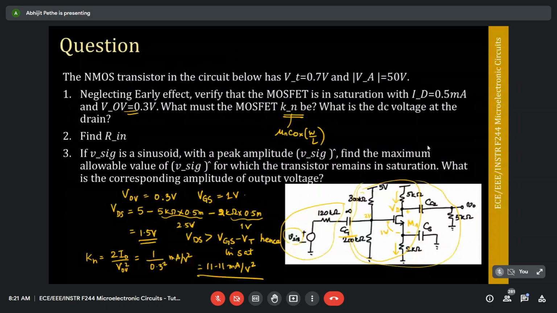So is it 0.3 volts? 0.3 volts. Yes, sir. That is the maximum signal amplitude. I get slightly less, but at least it's close enough. I got 295 millivolts. You got 300, right? Yes, sir. I may have done some calculations. That's fine. Okay, so how do you go about doing that?